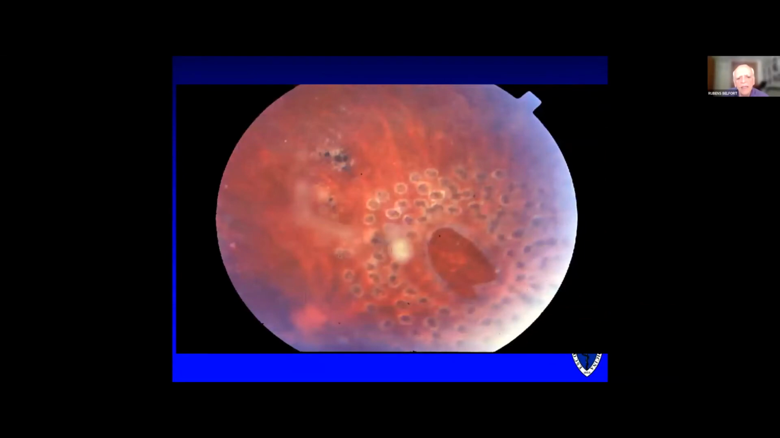But do not forget that it is all important to follow these patients. And yes, photocoagulation should be used in order to avoid the retinal detachment that very often makes the vision much worse in these patients. Next.